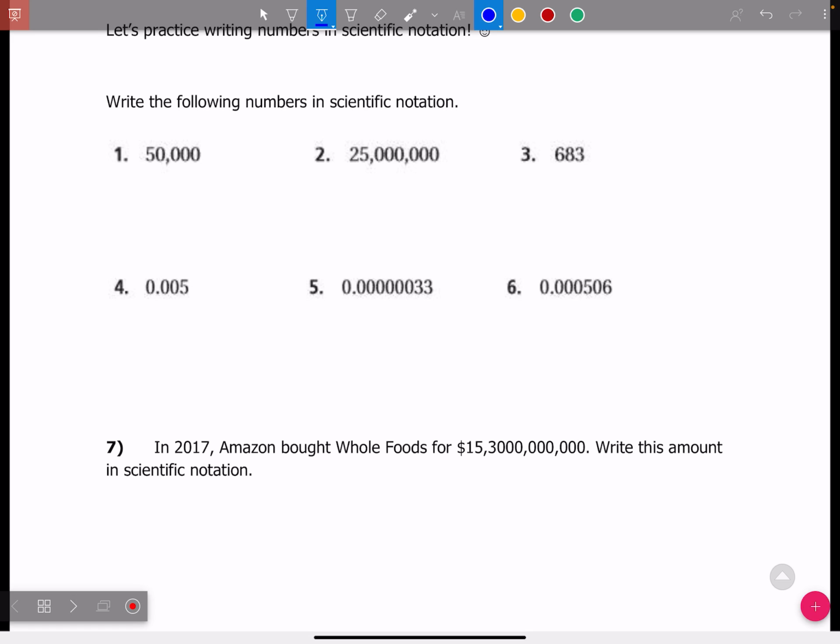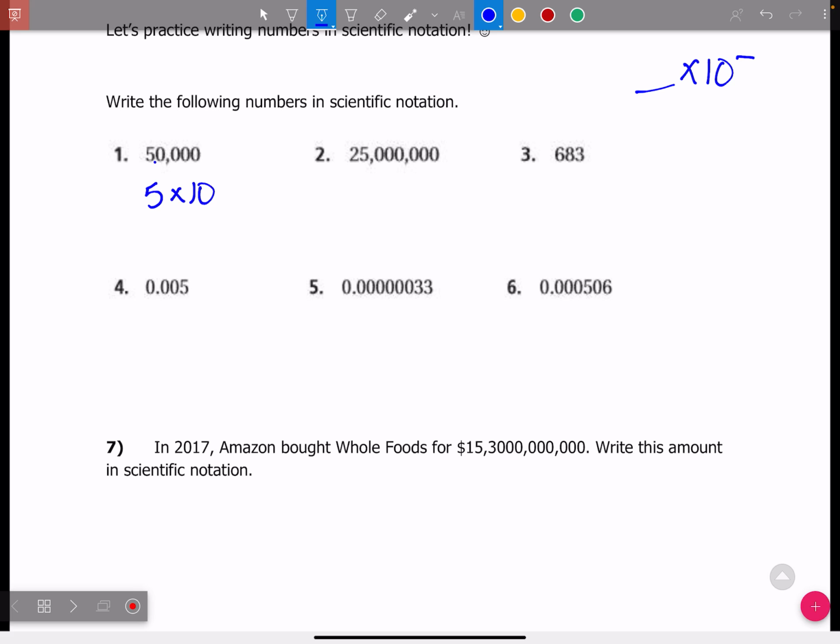All right, so the first one we have is 50,000. Again, our first goal is to place the decimal directly after the first non-zero digit. So we go from left to right. We have 5. That's our first non-zero digit, so our decimal is going to go right after that 5. It's 5.0, which is just 5. So as part of our scientific notation, we're going to have 5 times 10 to some power. With scientific notation, we always have something times 10 to some power.